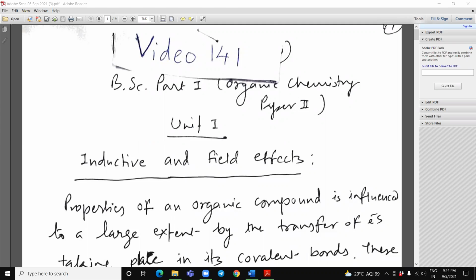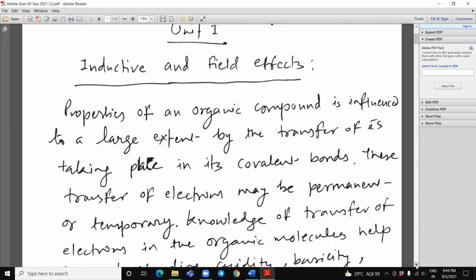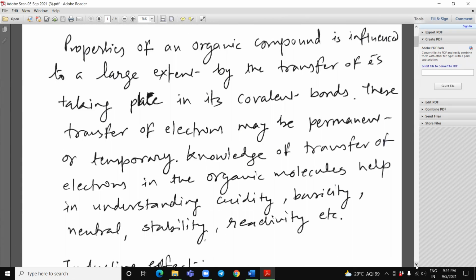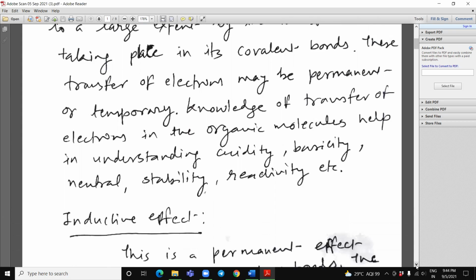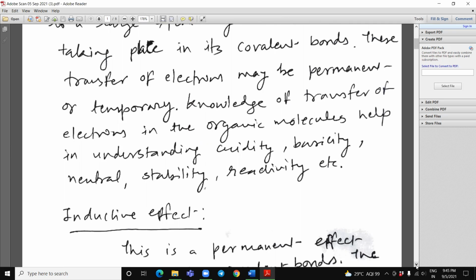Properties of an organic compound are influenced to a large extent by the transfer of electrons taking place in its covalent bonds. This transfer of electrons may be permanent or temporary. Knowledge of transfer of electrons in organic molecules helps in understanding acidity, basicity, neutrality, stability, reactivity, etc.